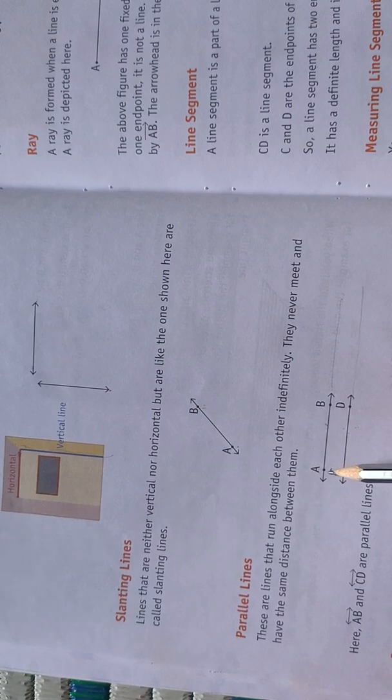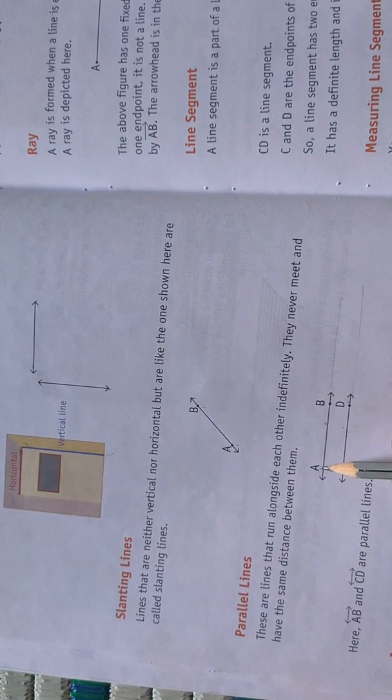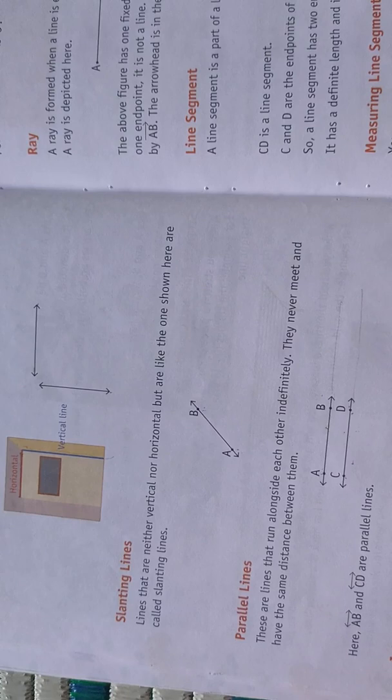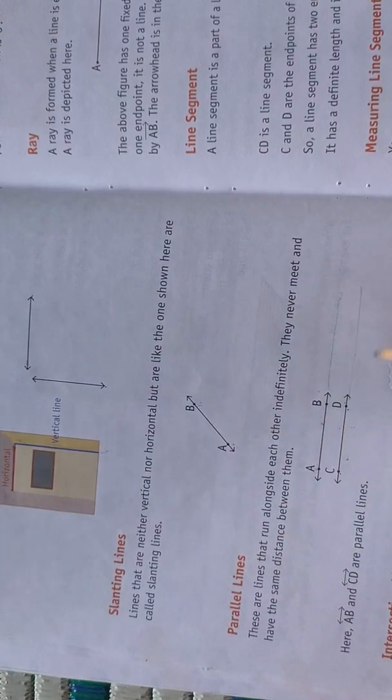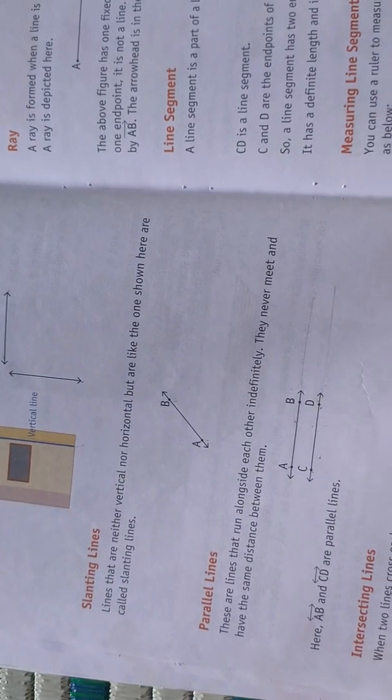So what is the name of these lines? Line AB parallel to line CD, or the line AB and line CD are the parallel lines. These are the parallel lines. They will never meet each other. They go on but never meet, and they have the same distance between them.